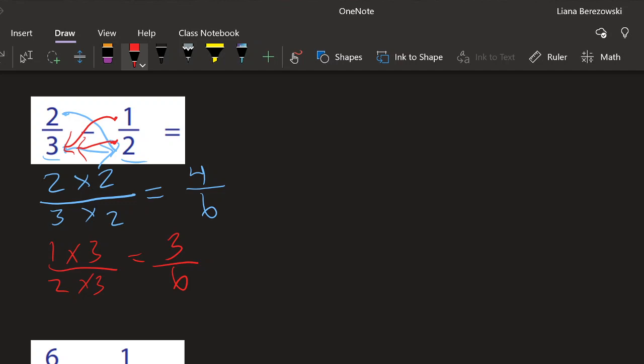So now we have two like fractions. We have 4/6 and 3/6, so we can go ahead and subtract them. So remember that 4/6 was our 2/3, so we're going to do 4/6 minus 3/6. Okay, so we leave our denominator the same. We don't do anything with that. It doesn't change. So we leave 6 on the bottom, and then we just do 4 minus 3. So 4 minus 3 is going to be 1. So our answer is going to be 1/6.